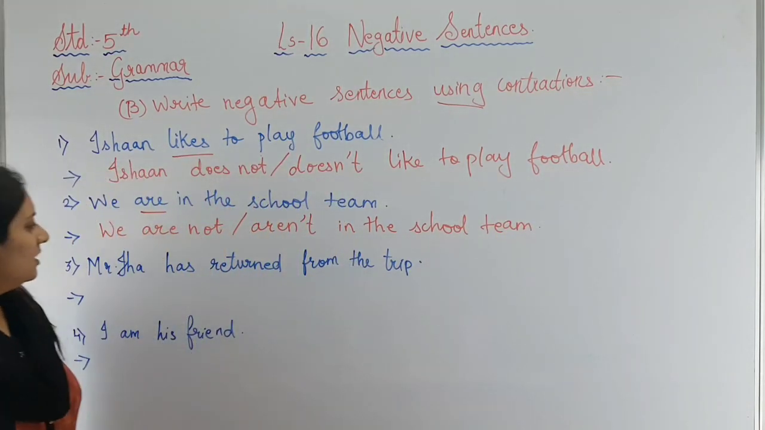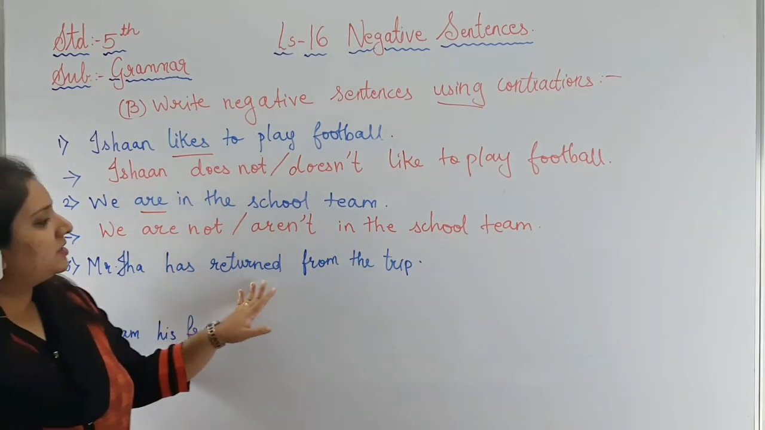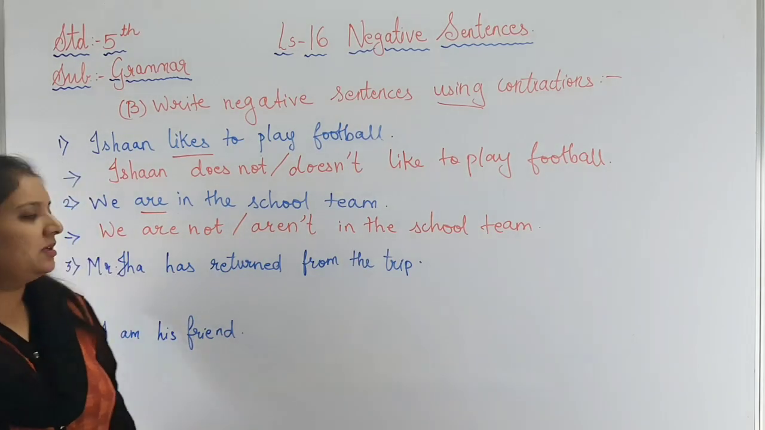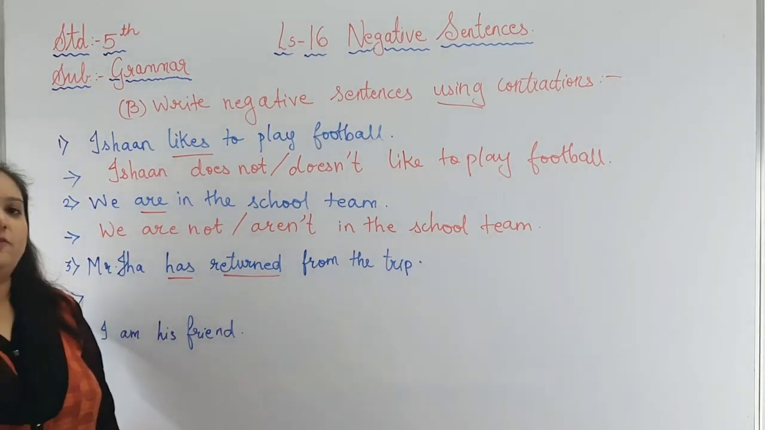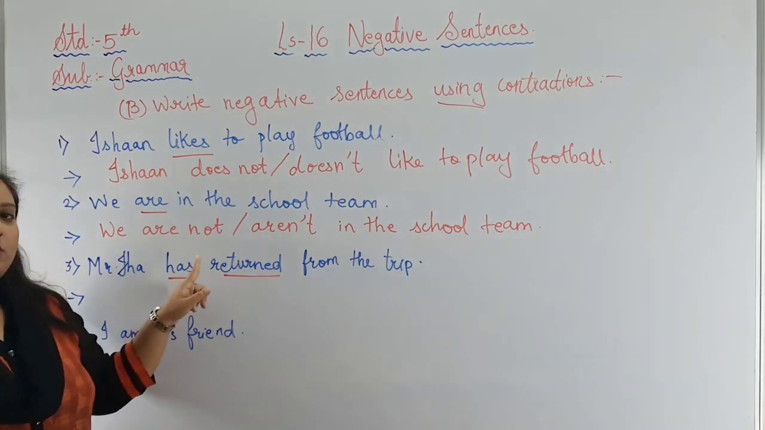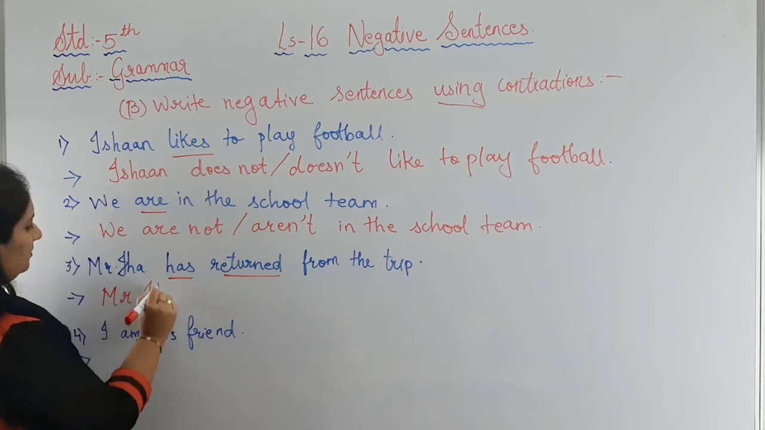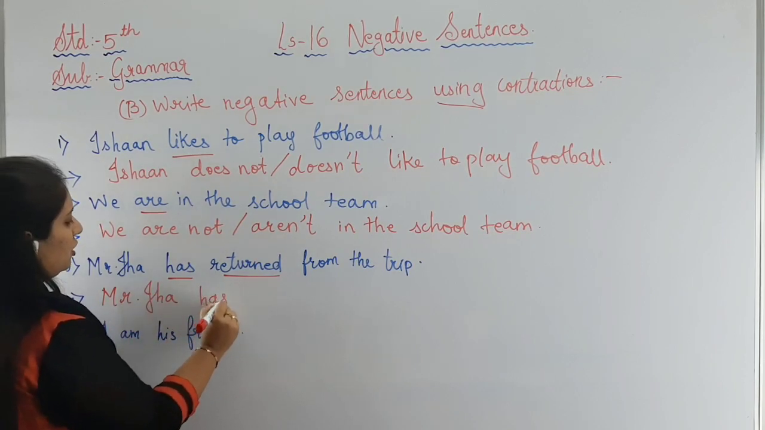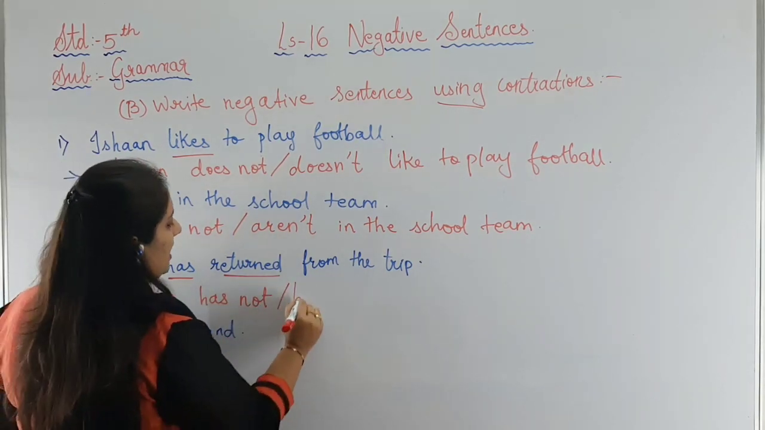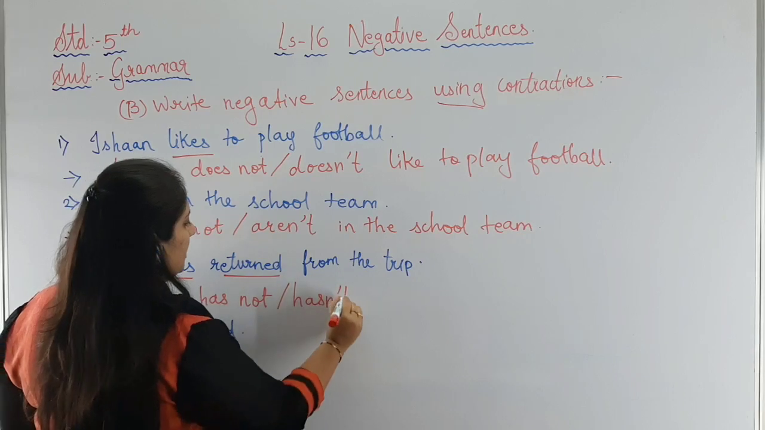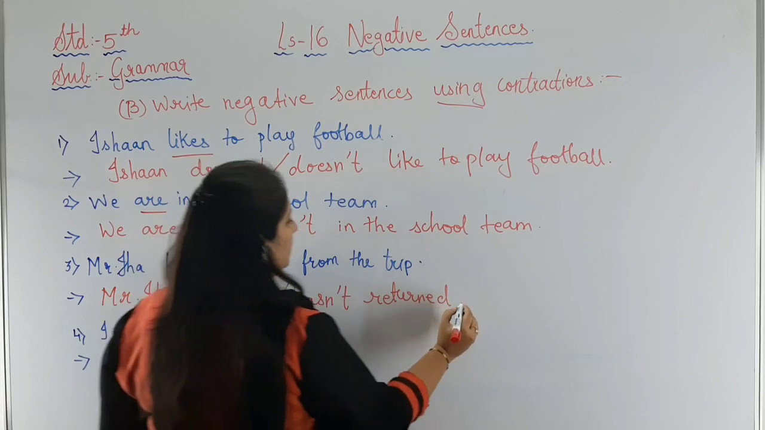Okay. Let us look at exercise sentence number 3. Mr. Jha has returned from the trip. Now here I see two verbs. So we will add the word not after the first verb, that is in between both the verbs. So the statement will become Mr. Jha has not, and the contraction of has not will become hasn't. Mr. Jha hasn't returned from the trip.